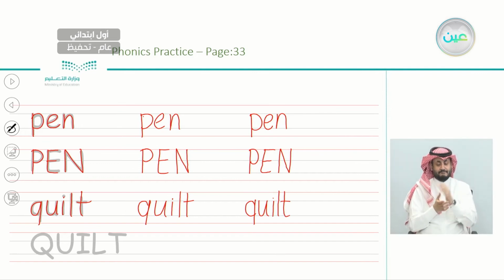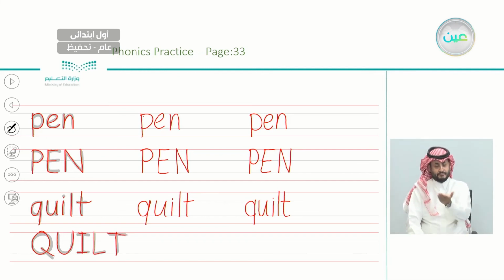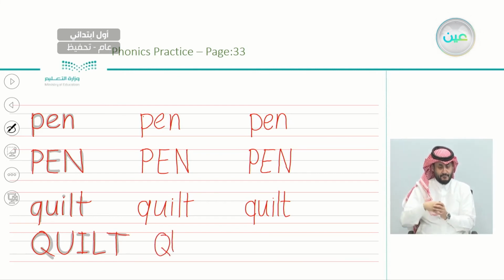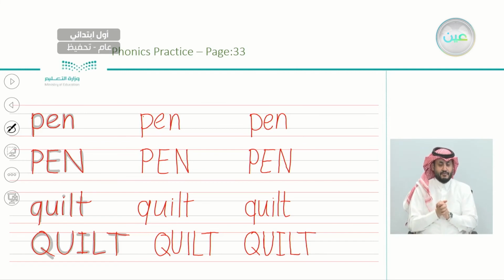After that, quilt, but now in capital. Q, U, I, L, then we have T, quilt. Again, Q, U, I, L, and T. For the last time, Q, U, I, L, and T. And also the letter I here, you can write it like this, or like this.